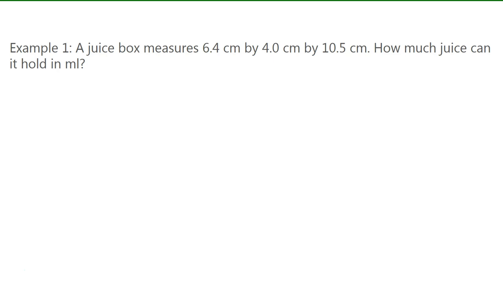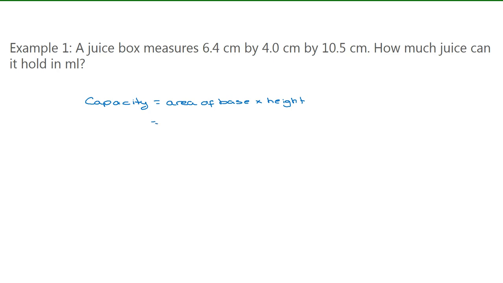So example 1. A juice box measures 6.4 centimeters by 4 centimeters by 10.5 centimeters. How much juice can it hold in milliliters? Now the formula for capacity is similar to volume in that we multiply the area of the base times the height for all the empty space that's inside the object. When I ask how much juice it can hold, it's essentially asking for the capacity. So let's find the area of the base and times that by the height.